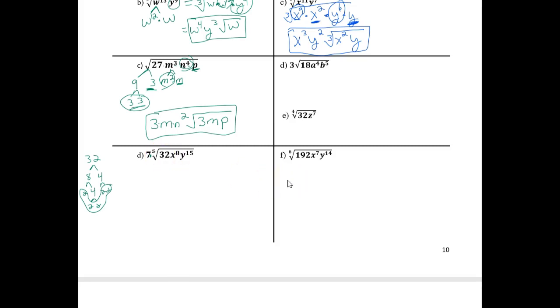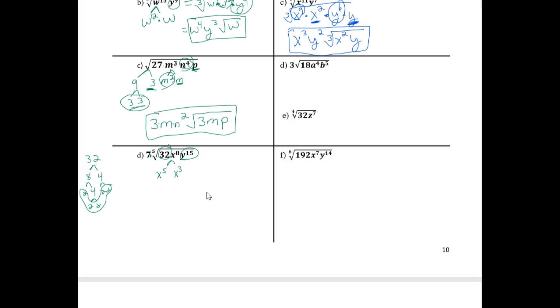So 32 itself is something times itself 5 times. 2 times itself 5 times would give us 32. So this whole thing is going to be able to come out. Then we look at the x to the 8th. Again, I need multiples of 5 in the exponent. 5, 10, 15, 20. So the closest multiple is x to the 5th power. And then how many does that leave left over? X cubed. So I took 5 out of that. There's still 3 left over. It has to add up to that x to the 8th. And y to the 15th, that is a multiple of 5. I don't need to do anything with that exponent.